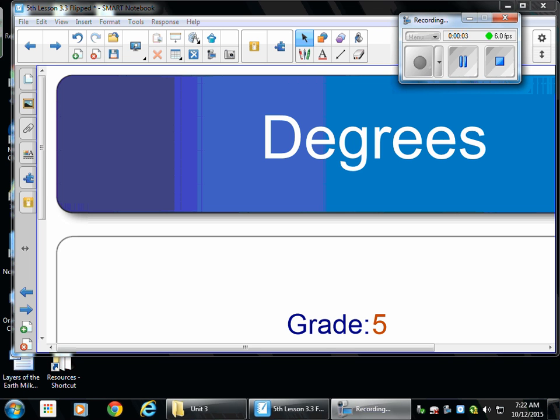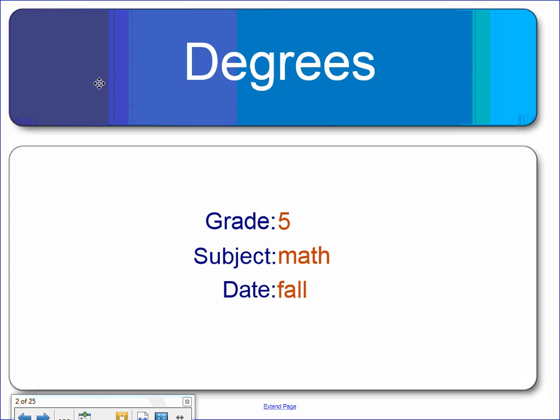Now we're moving on to Unit 3, Flipped. Today we're working on 3.3. We're going to be working with degrees. This can be difficult for some kids because we're working with the angles, the degrees inside an angle. And let's start with the basic part of things.